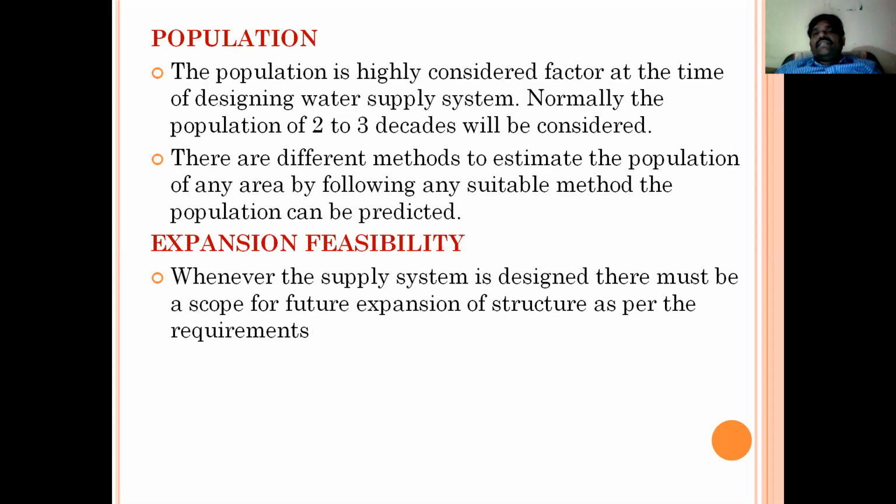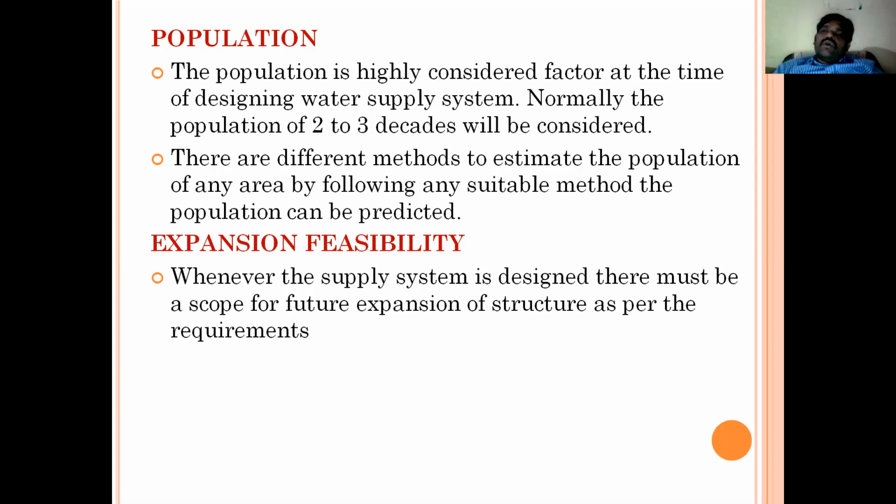See here, next one is population. The other parameter to be considered in design period is population, a highly considered factor at the time of designing a water supply system. Normally, the population of 2 to 3 decades will be considered. There are different methods to forecast the population. If it is a water supply system, you must consider the population of the upcoming 2 decades, then only the purpose will be fulfilled. Expansion feasibility.